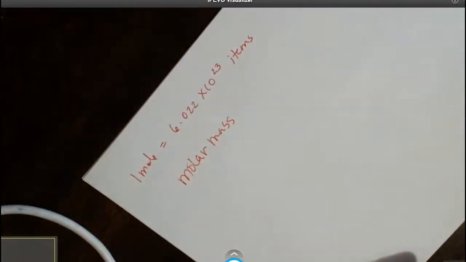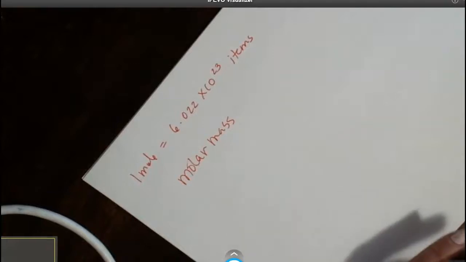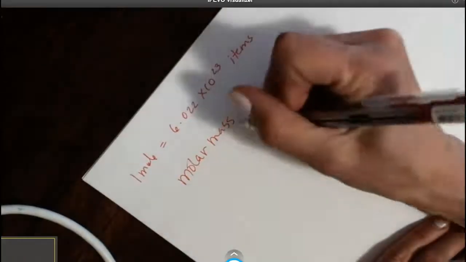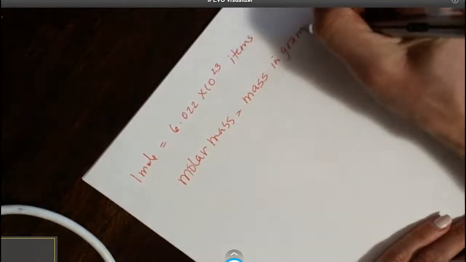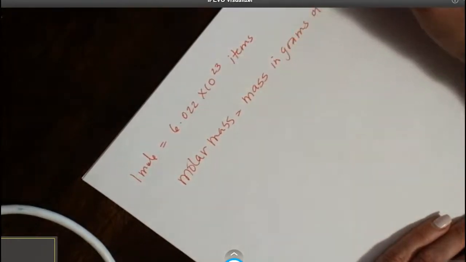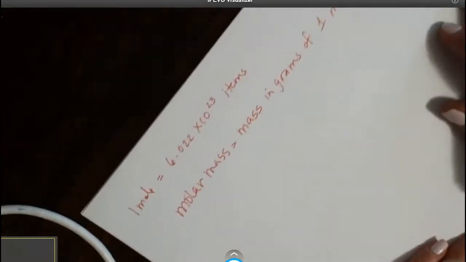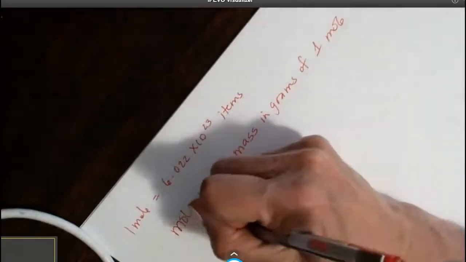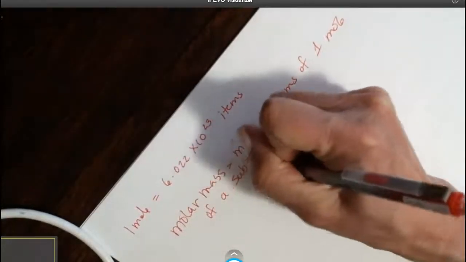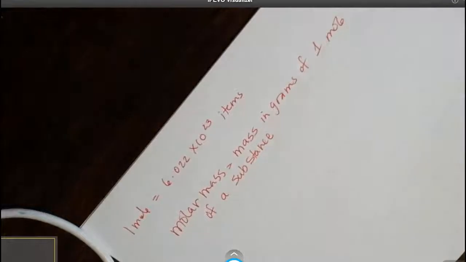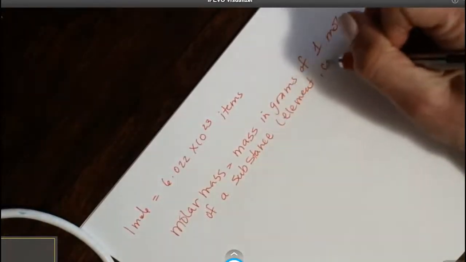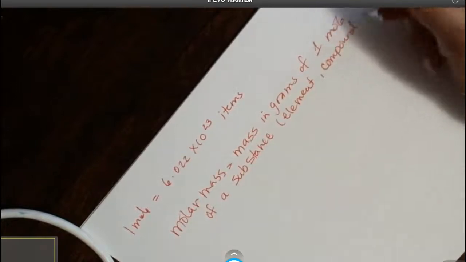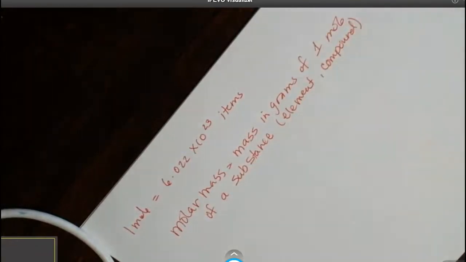The PowerPoint notes are on Google Classroom, but molar mass is the mass in grams of 1 mole of a substance. And that substance can be an element, could be a compound. Those are the main substances we're going to be dealing with.